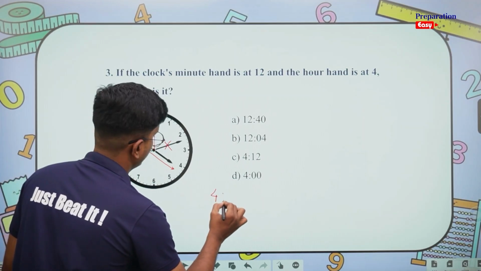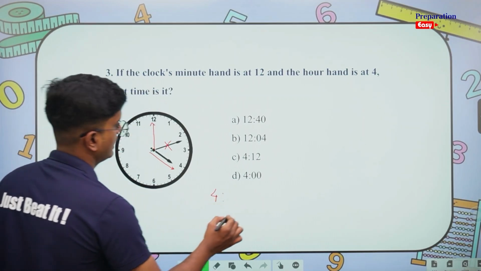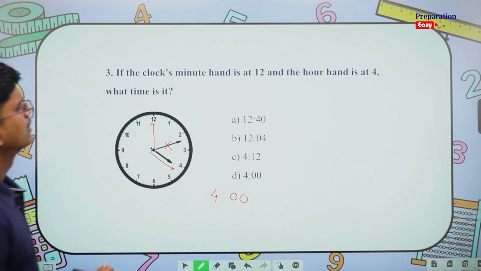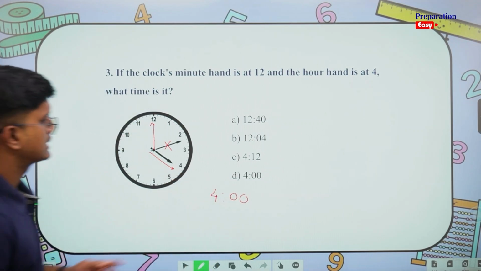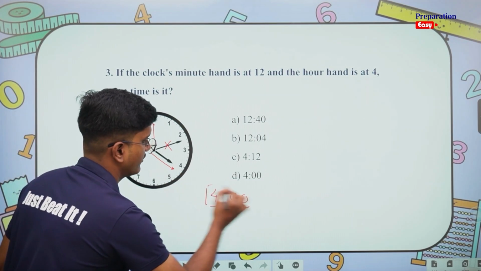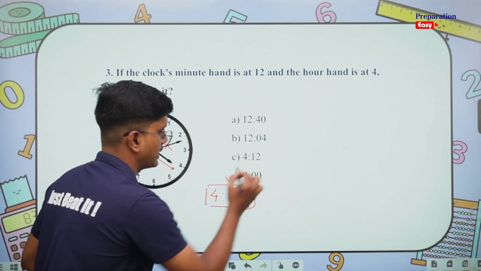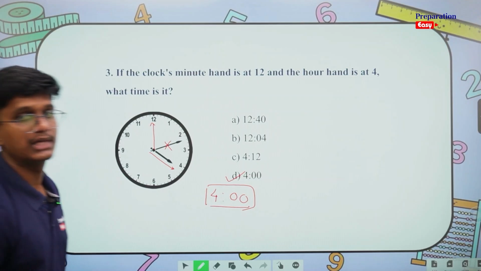It's 4 o'clock exactly, right? Yes, it's exactly 4 o'clock. If the hour hand is at 4 and the minute hand is at 12, it's going to be exactly 4 o'clock. Option D is going to be correct.